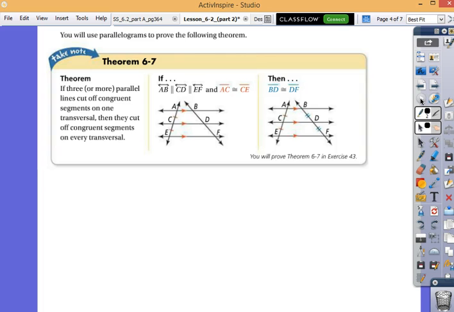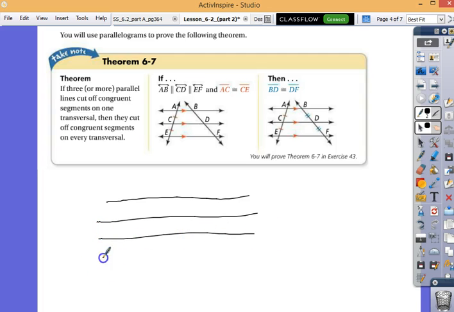So what I'm saying is I had 3 parallel lines, and I drew ACE or AE through it, and AC and CE are congruent. It divided this line into 2 congruent parts. So any other transversal I draw, no matter how I angle it, will also be divided into congruent parts. And that's no matter how many transversals you draw or how many parallel lines you have.